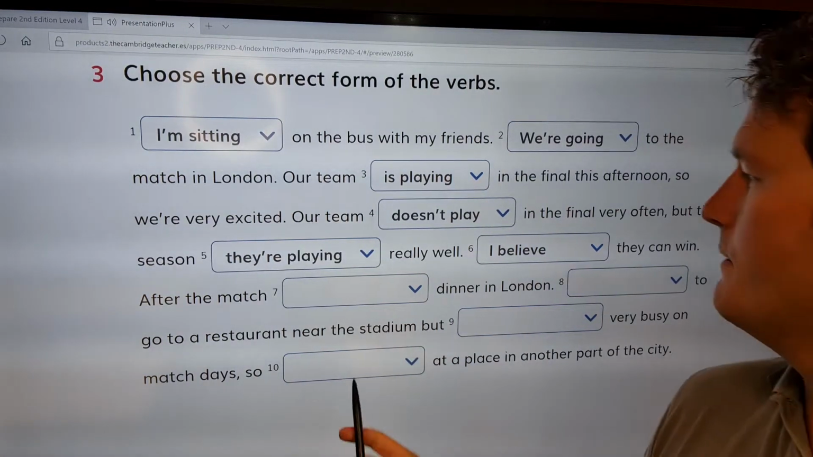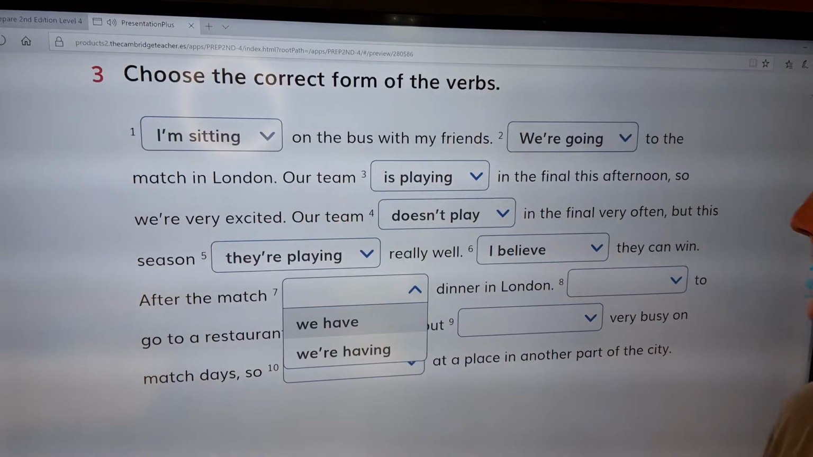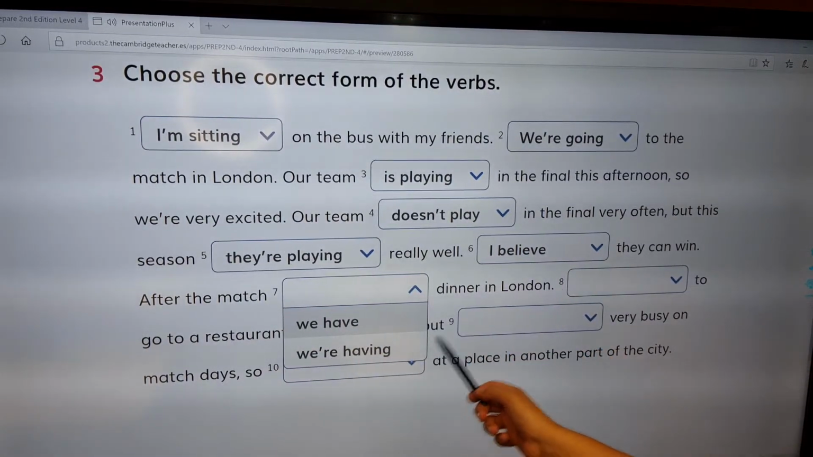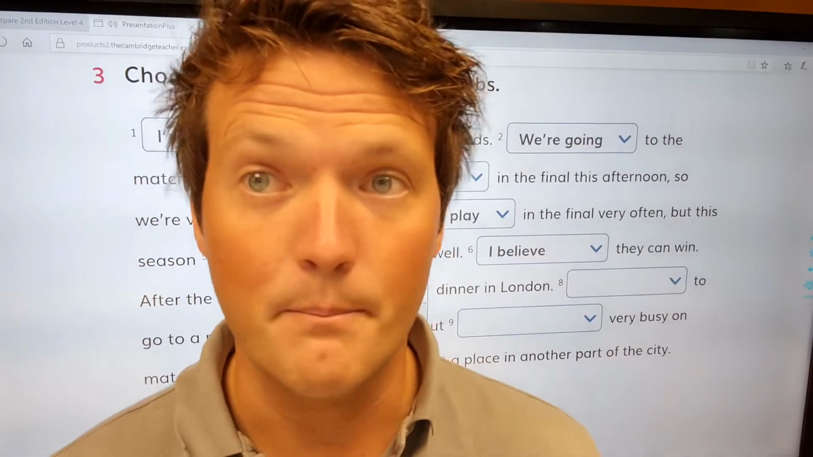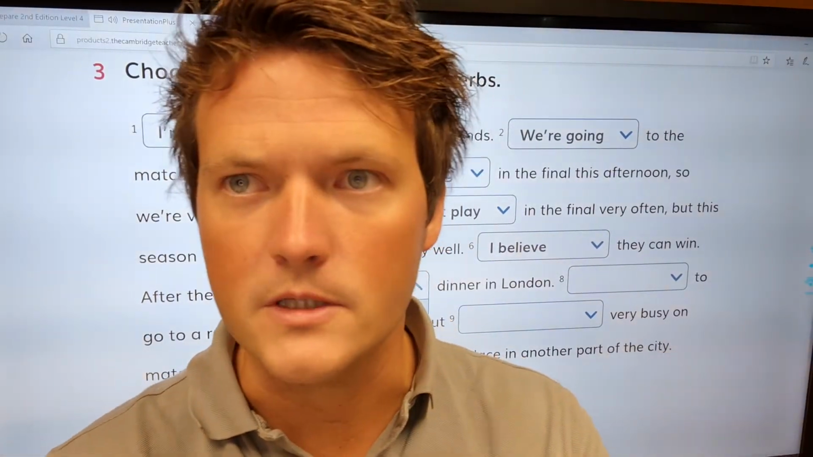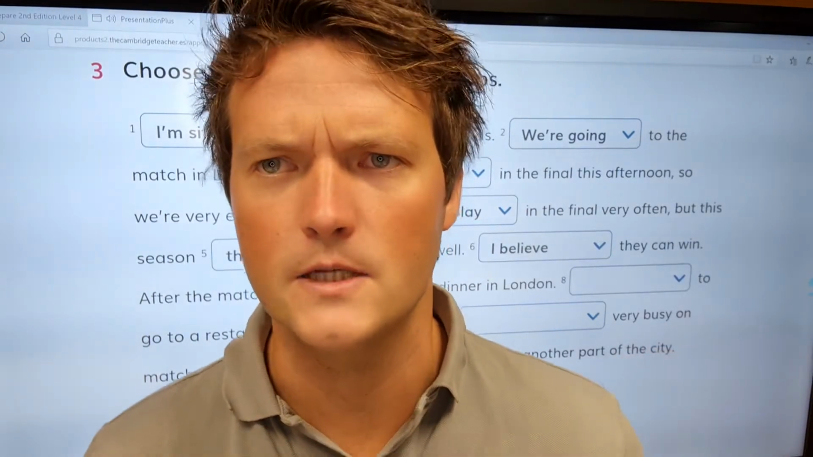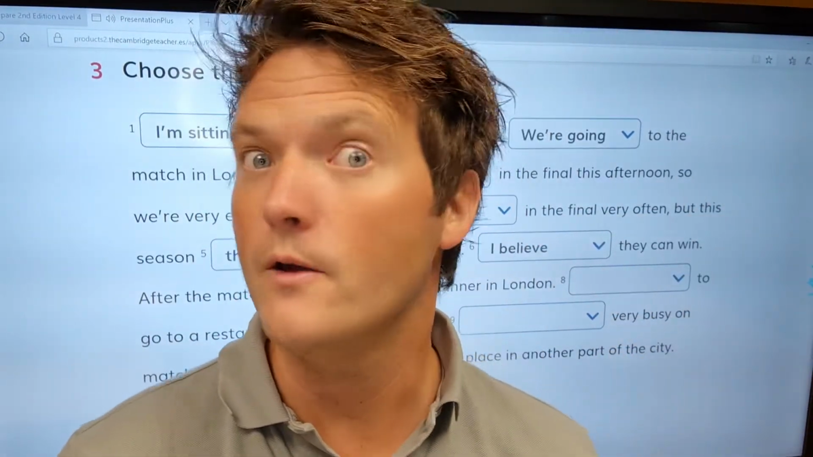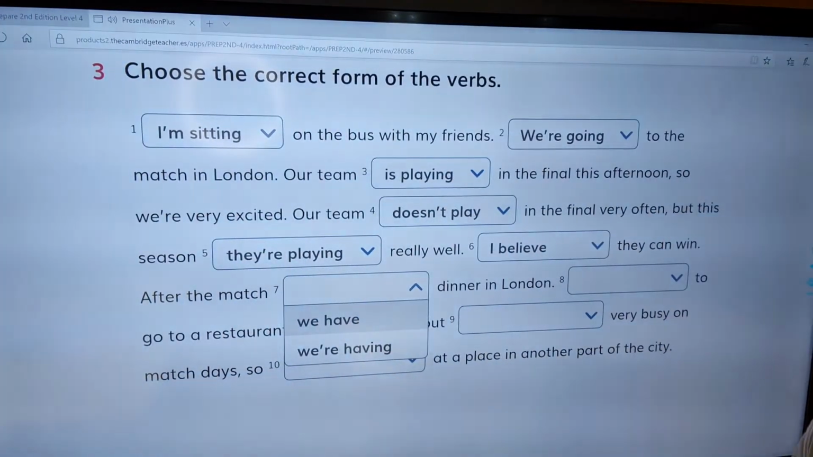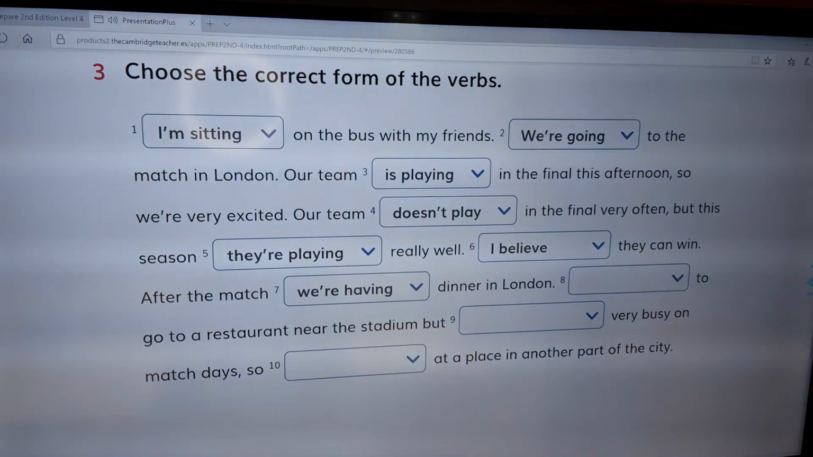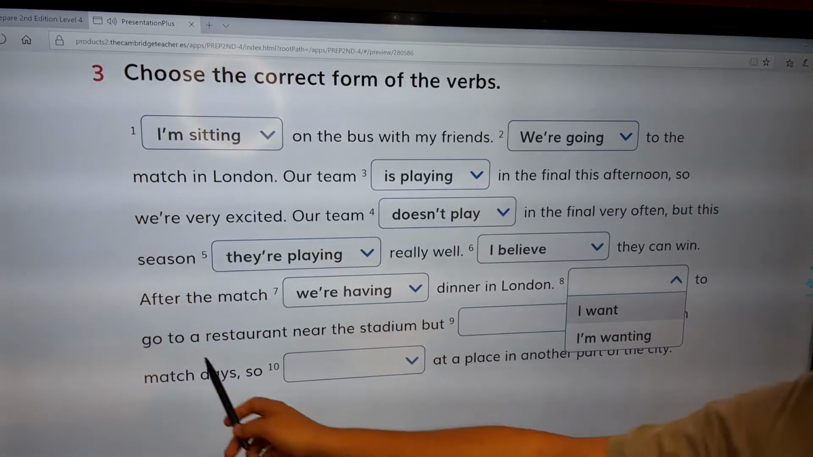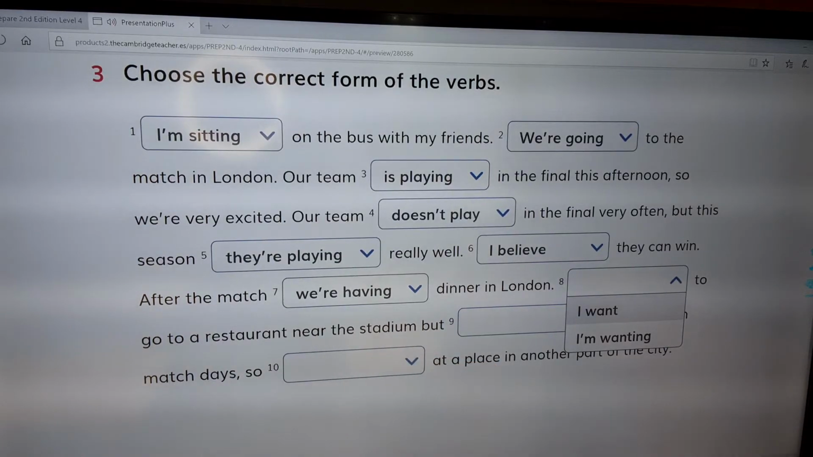So, after the match, what? After the match, we have dinner in London, or we are having dinner in London. This is a plan for the future. It's something we are going to do. It's something we have decided to do, right? I'm telling you about my definite plans with my friends. So I would say, after the match, we are having dinner in London.